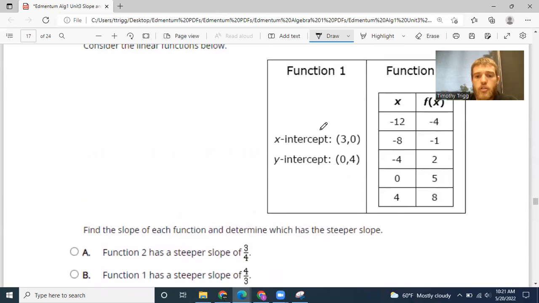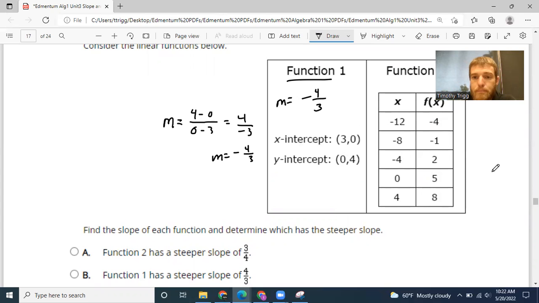So let's go ahead and find the slope of function 1. I can use these coordinate points. Remember, to find our slope, if we have the graph, we can just count rise over run. But if we have coordinate points, you can just subtract the y coordinates, that goes on top, subtract the x coordinates, that goes on bottom. So here we could do 4 minus 0, subtracting the y coordinates, and then 0 minus 3. So that gives us 4 over -3, or in other words, -4/3. So the slope of this function 1 is -4/3.